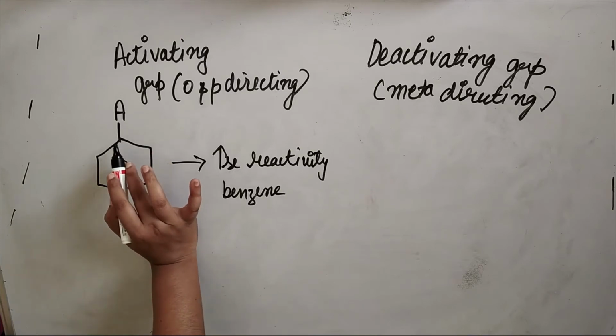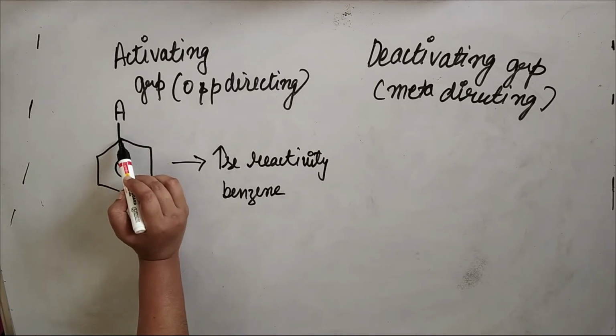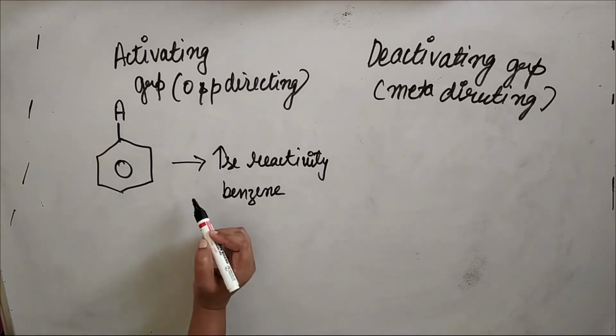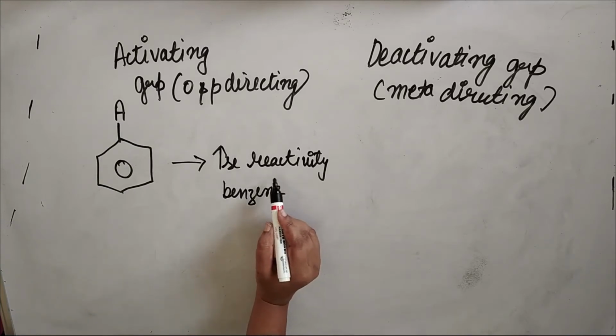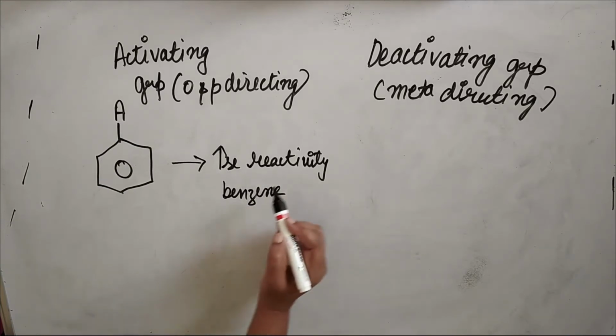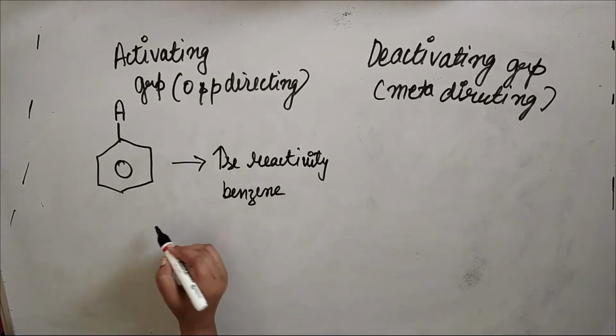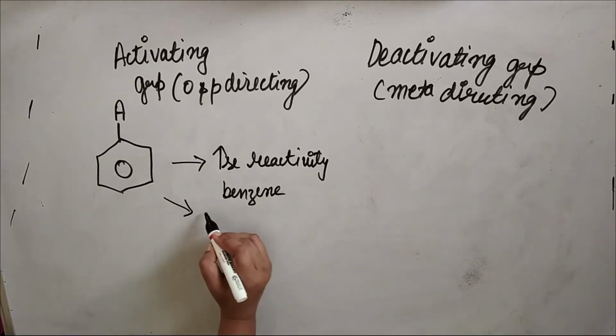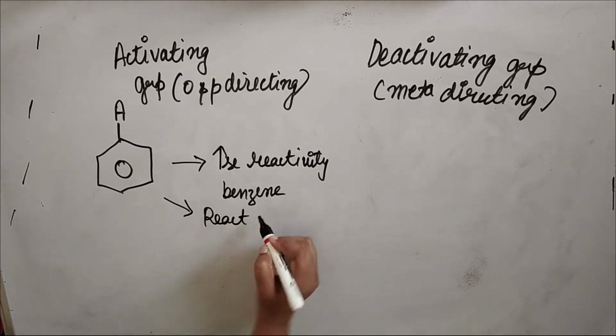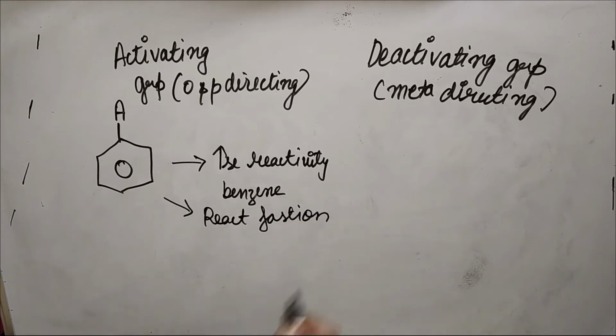Activating groups are those groups which, when present on the benzene ring, will activate the benzene and make it react faster, which means they increase the reactivity of the benzene. Then benzene will react faster and the rate of reaction will increase. If the presence of any functional group makes the benzene ring more reactive, then that is called an activating group.